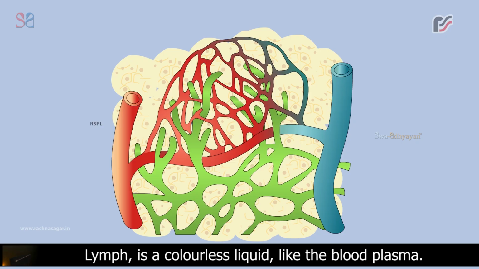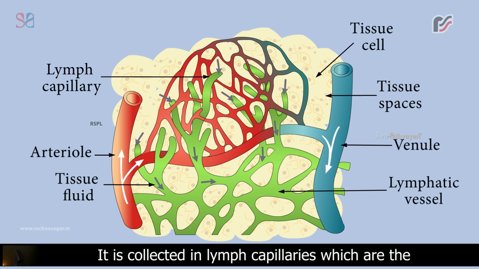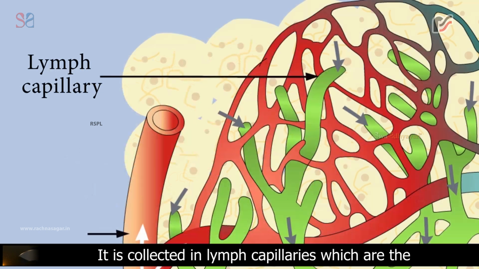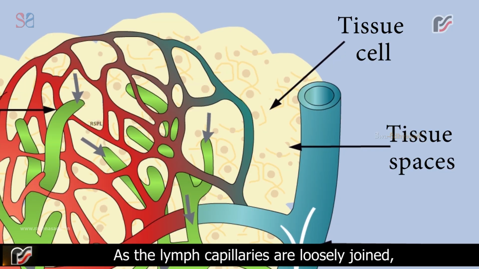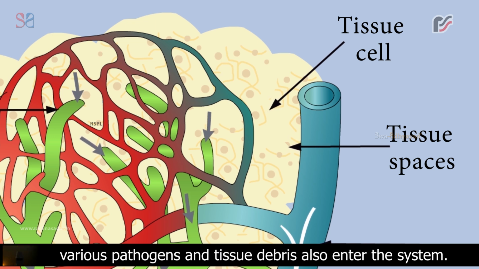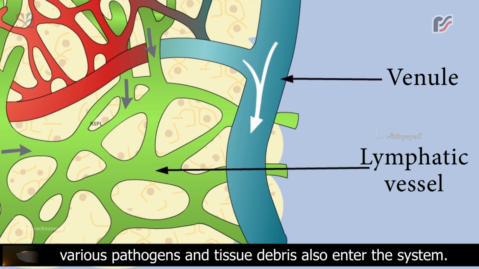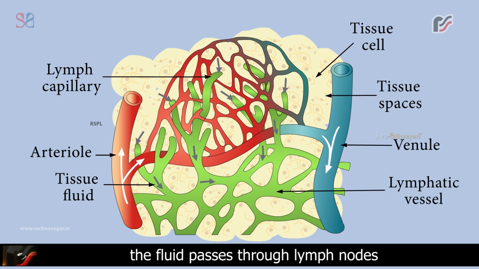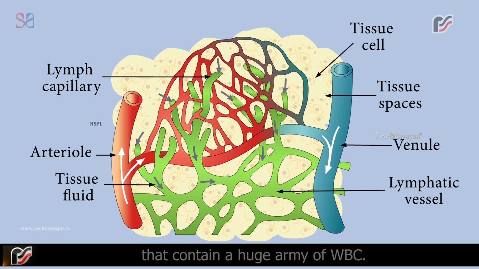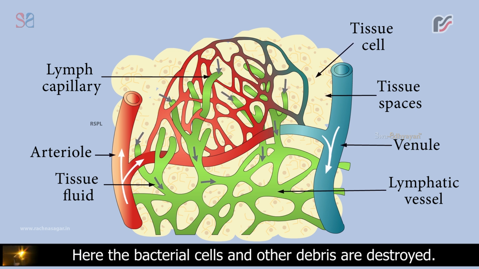Lymph is a colorless liquid like the blood plasma. It is collected in lymph capillaries, which are the small vessels that absorb the oozed fluid between the cells. As the lymph capillaries are loosely joined, various pathogens and tissue debris also enter the system. However, before they empty into veins, the fluid passes through lymph nodes that contain a huge army of WBC. Here, the bacterial cells and other debris are destroyed.